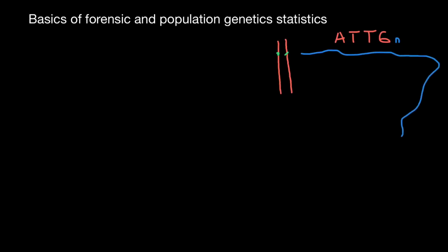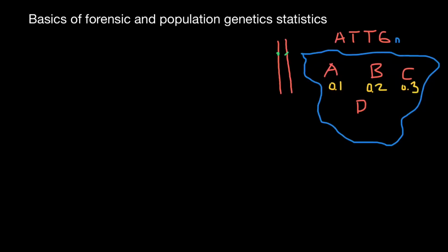Now imagine that in this certain locus we have different alleles. Let me show them here in the cloud: allele A, allele B, allele C, and allele D. Each allele can be present in the human gene pool with different frequencies. For example, allele A can be present with a frequency of 0.1 or 10%. Allele B with a frequency of 0.2 or 20%. And allele C with a frequency of 0.3 or 30%.